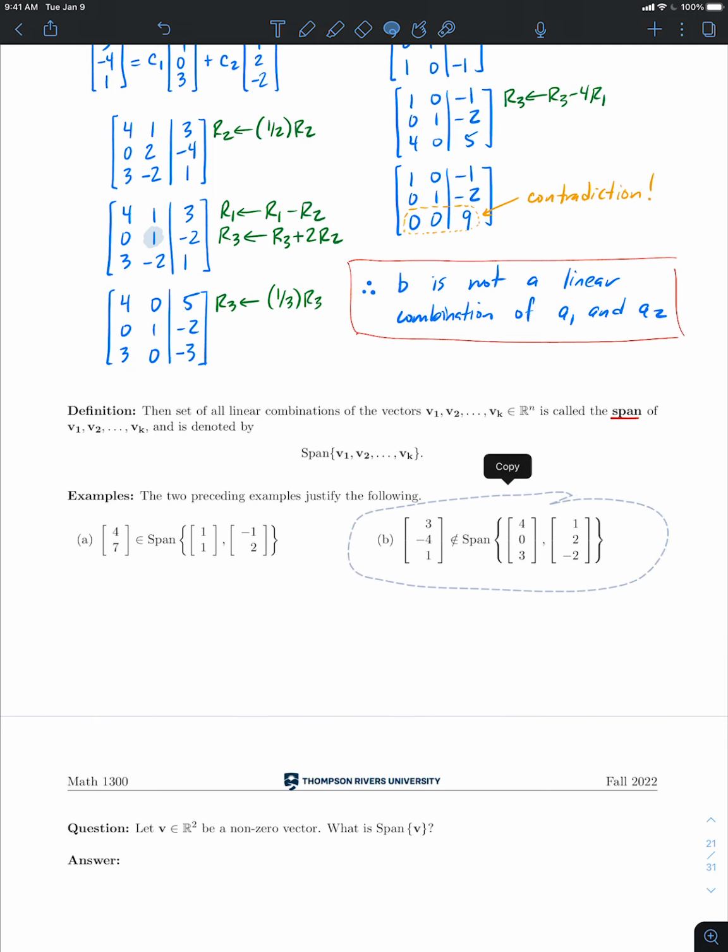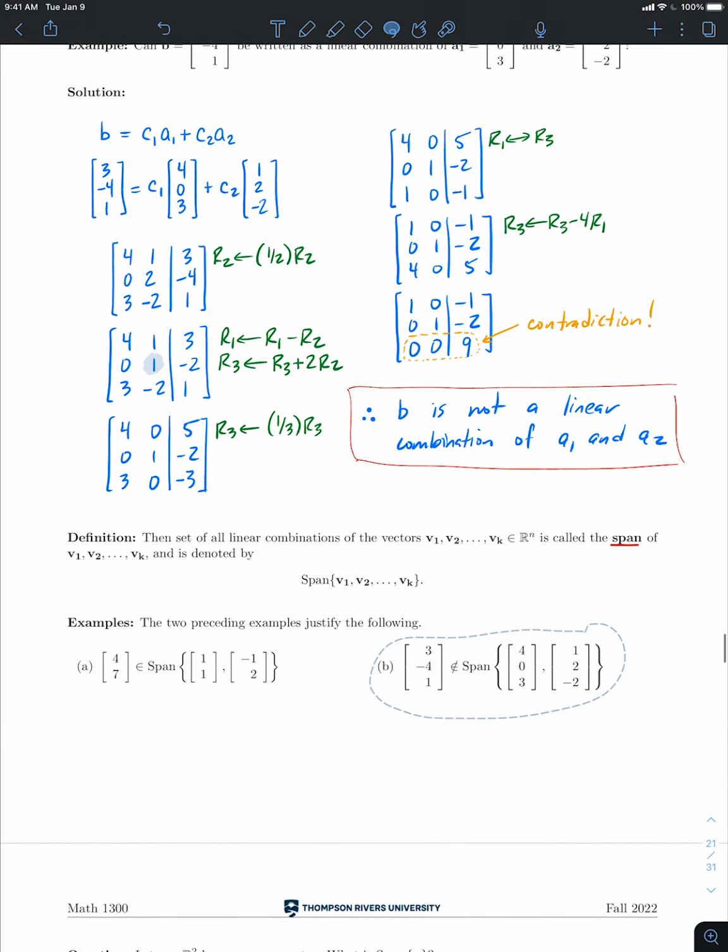And here's an example of what it means for something not to be in the span. Okay, so the vector 3, negative 4, 1 fails to be in the span of these two vectors, 4, 0, 3 and 1, 2, negative 2. And this symbol, you notice it's the same belongs to symbol, but there's a line through it that crosses it out. So that's the notation that means does not belong to or is not an element of. So this is saying that the vector 3, negative 4, 1 does not belong to the span of 4, 0, 3 and 1, 2, negative 2.